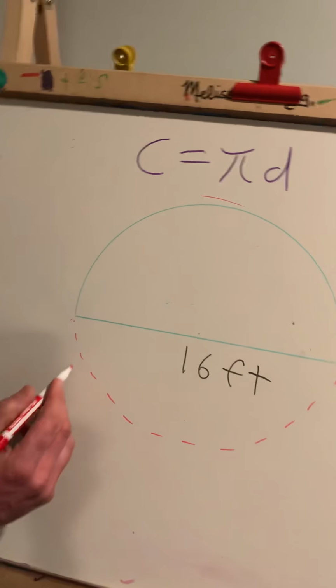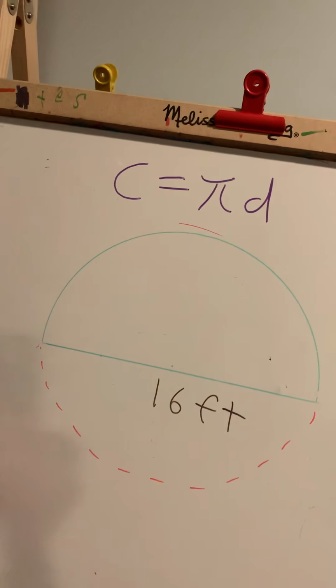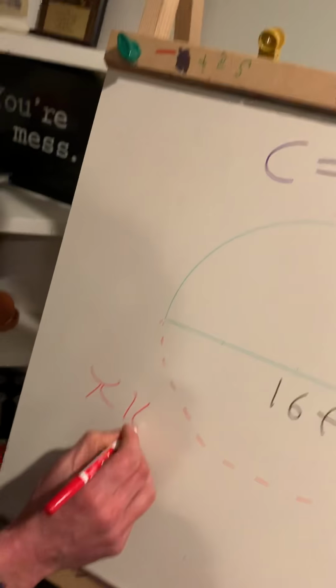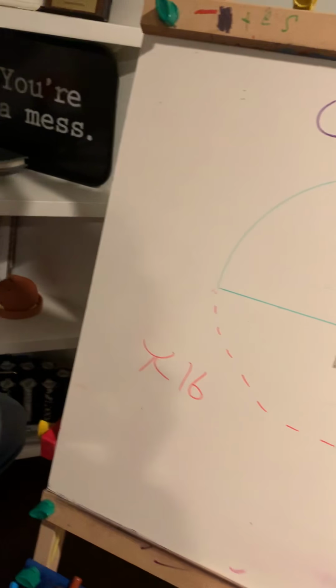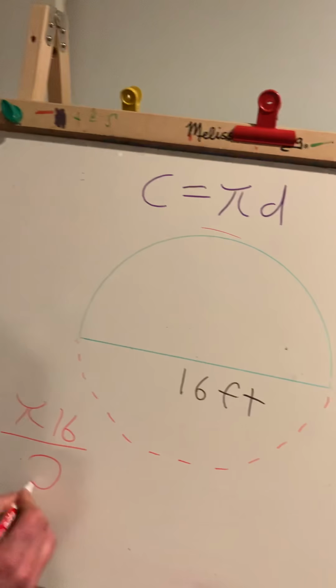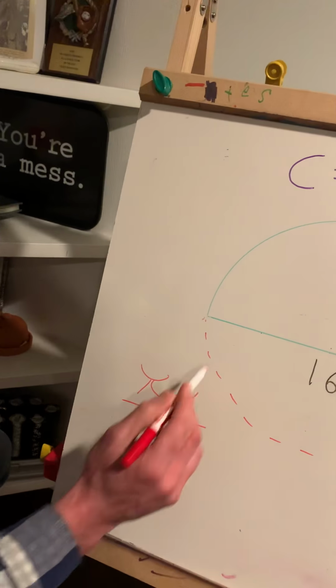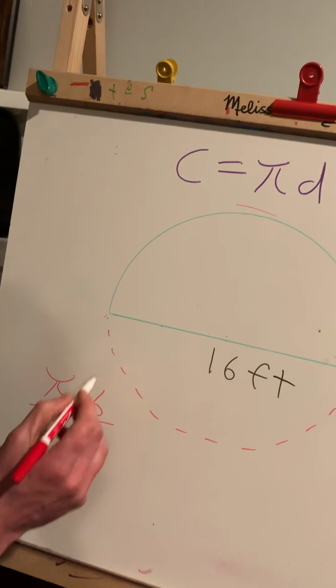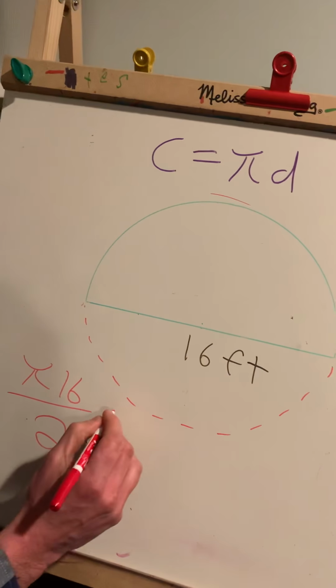So if that were a full circle, it would have a diameter of 16 feet, so I do pi times 16 feet. But then since it's half of a circle, I'm going to divide that by 2. These calculations will give me the length of this curved part right here. But then I also have to add the 16 feet here.